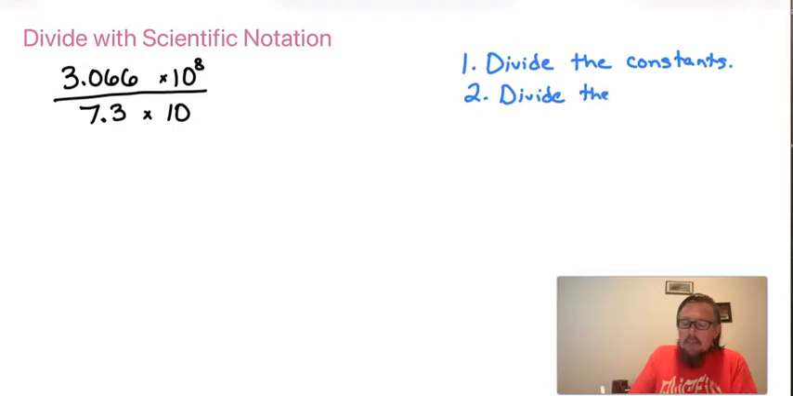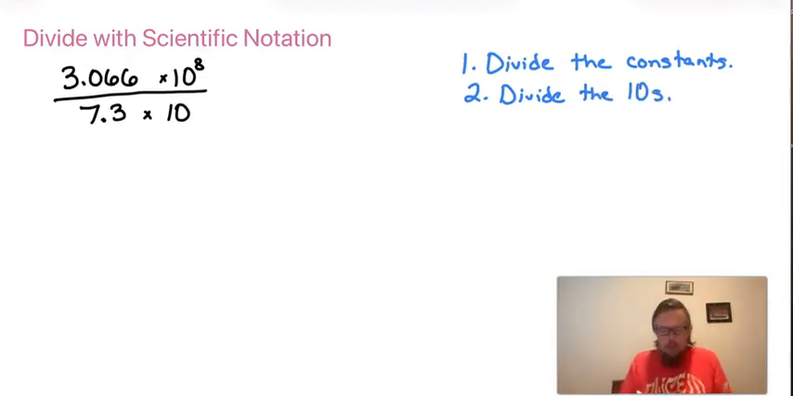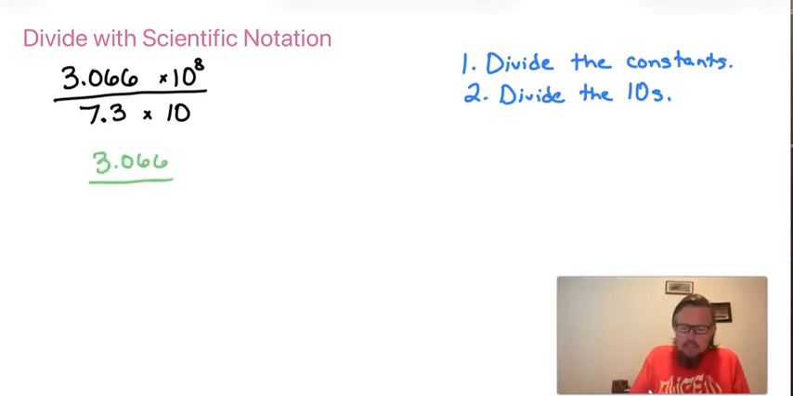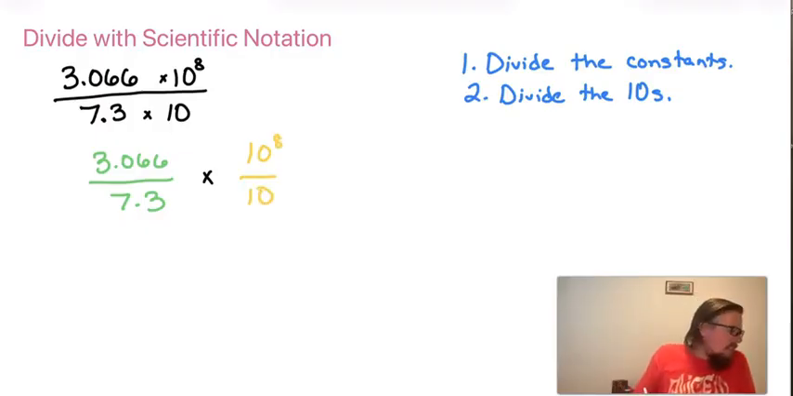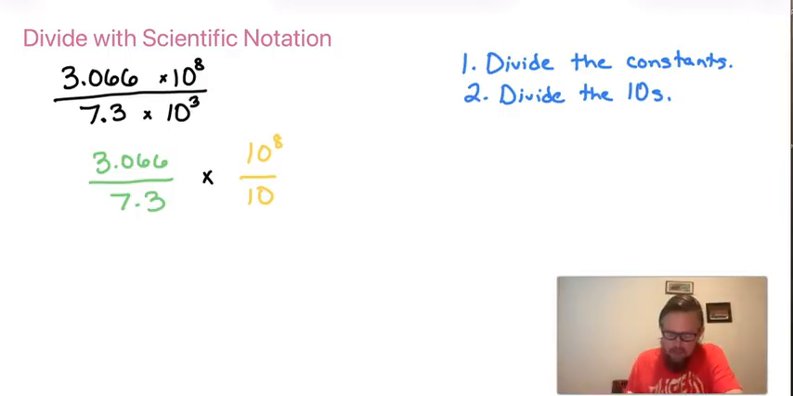Dividing the tens is going to be the easy part because we can use one of the exponent rules that we've learned. So we're going to go ahead and split this. We're going to do 3.066 divided by 7.3 first. And then we're going to multiply this by whatever 10 to the 8th divided by 10 is. I think I actually left off part of that problem. I think it should be 10 to the third. Divided by 10 to the third.